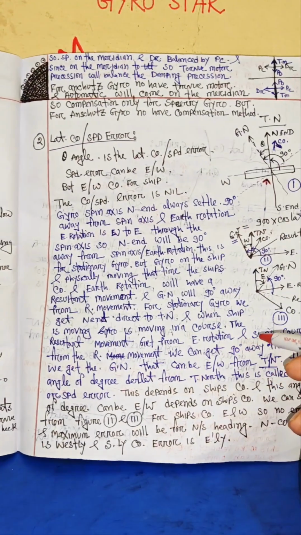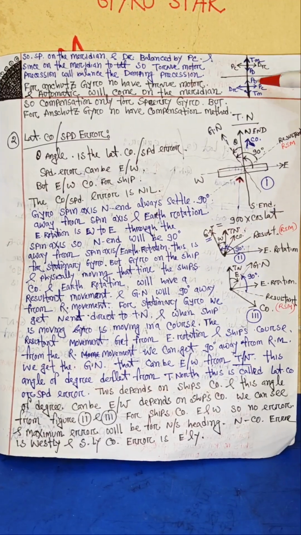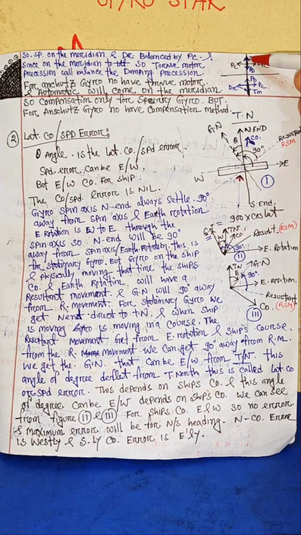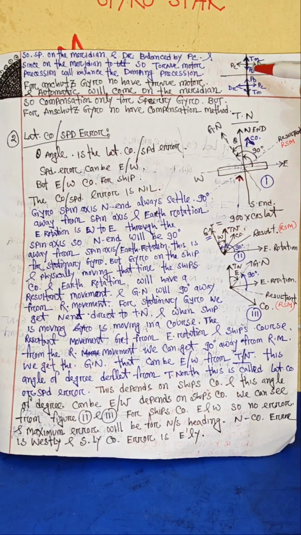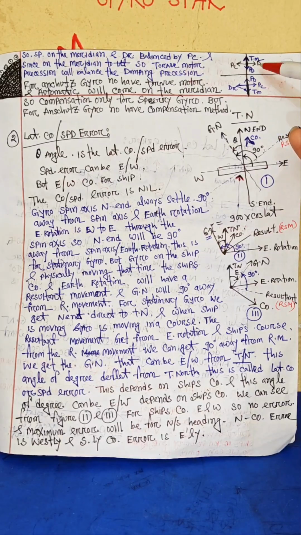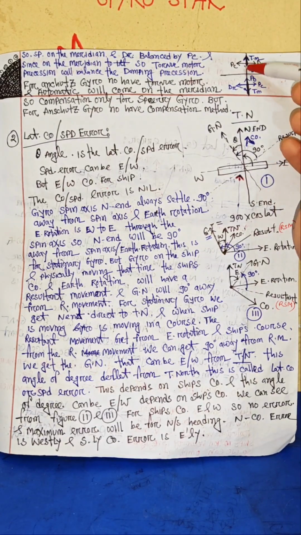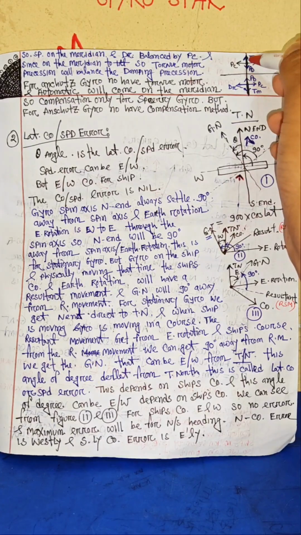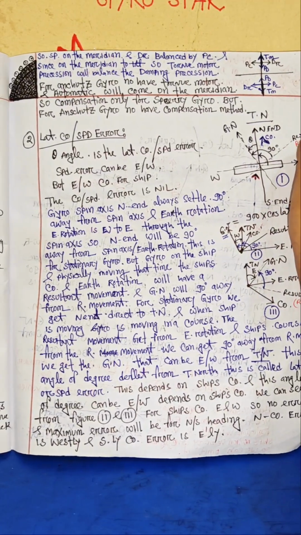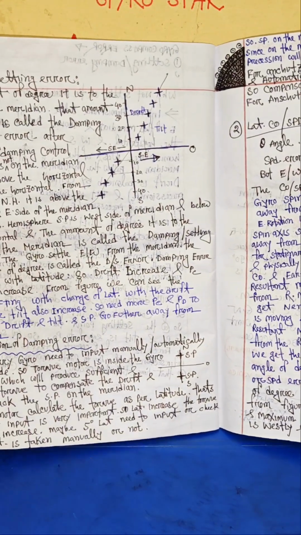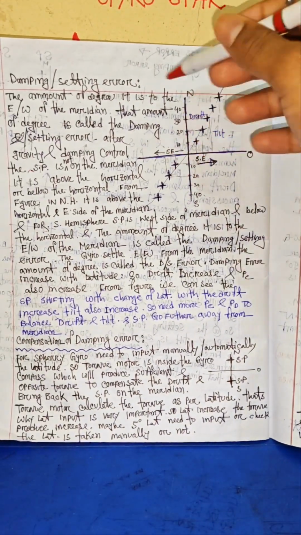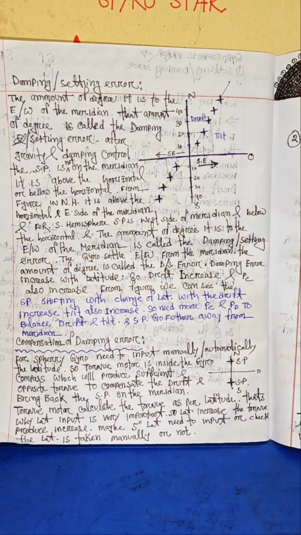So on the meridian, your torque motor produces a torque that balances the PD, and drift is balanced by PC. So your settling point comes on the meridian. But in Anschütz gyro, there is no torque motor, it will come automatically. So I think you can understand this damping and settling error, guys.